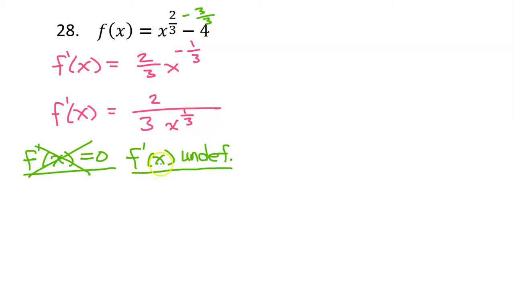How about the values of x that will cause f prime to be undefined? Well, that's when the denominator is equal to 0. And in this case, that will be if x itself is equal to 0.